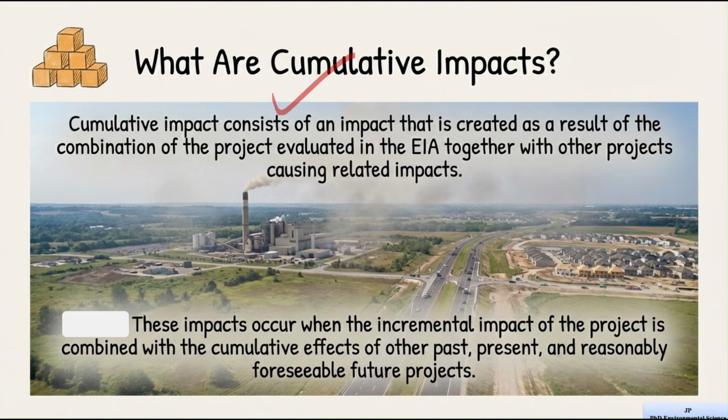A project, for example a power plant, is evaluated, but nearby roads, housing, and other industries all together create a large environmental impact. So cumulative impacts are additive, meaning effects add up. Synergistic, effects may multiply. This is more dangerous. Long term, that is, they build over time. Large scale, it affects bigger regions.